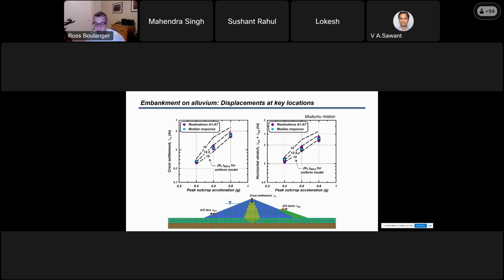You'll see this again in a minute, but we take the downstream movement on the downstream berm, we add it to the upstream movement on the upstream face, 2 representative points, and we divide those, add those together, and it's a measure of how the embankment stretches or extends horizontally as it slumps. And you get the same general conclusion that I already showed you.